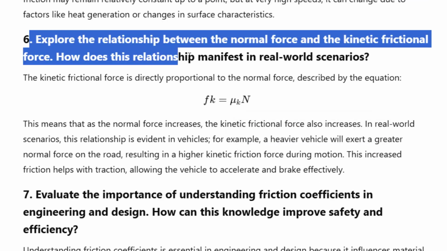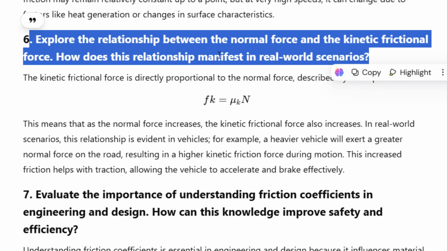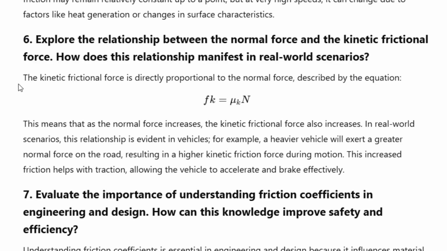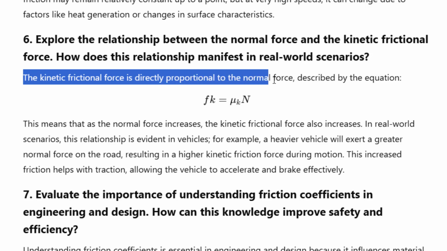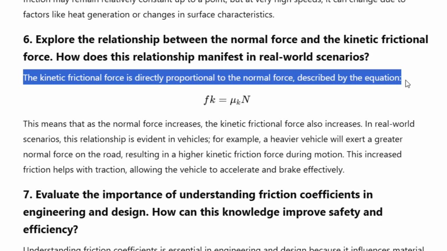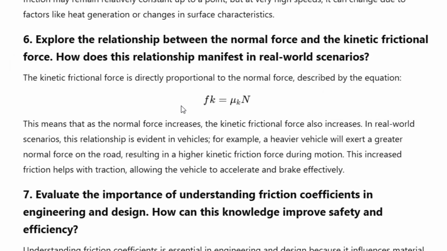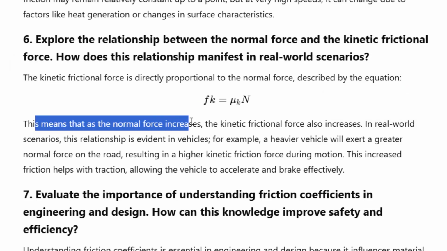6. Explore the relationship between the normal force and the kinetic frictional force. How does this relationship manifest in real-world scenarios? The kinetic frictional force is directly proportional to the normal force, described by the equation Fk equals mu k N. This means that as the normal force increases, the kinetic frictional force also increases.